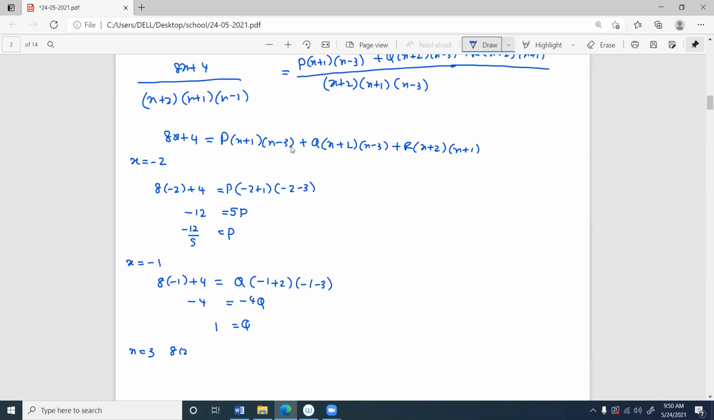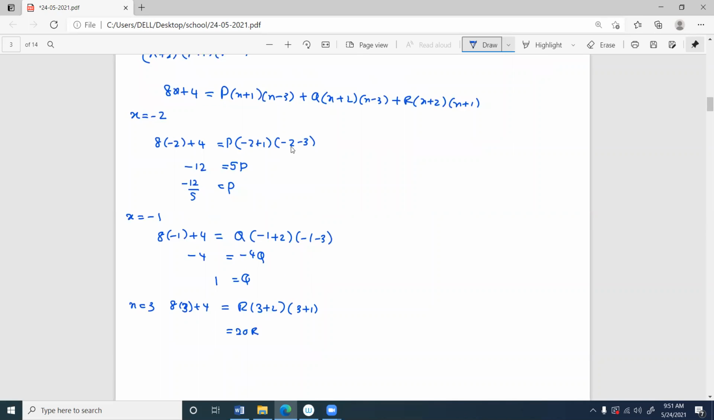8 into 3 plus 4 is equal to r times of 3 plus 2 times of 3 plus 1. So it turns up to 28 is equal to 5 into 4, 20r. Therefore, r becomes 28 over 20, 7 over 5. 7 over 5. Doesn't matter. I told you it's possible.